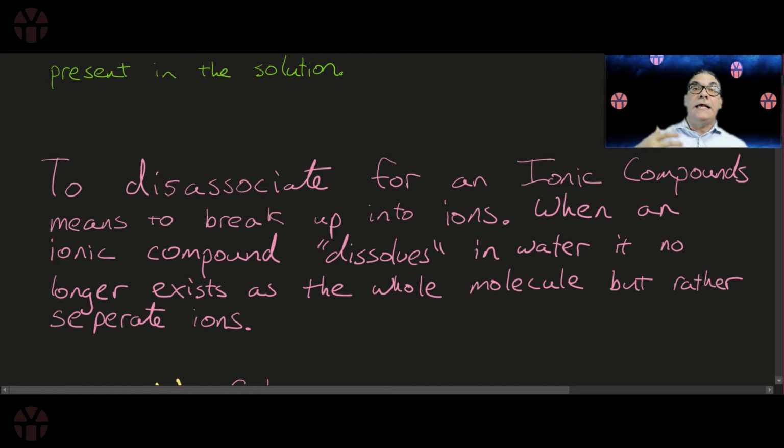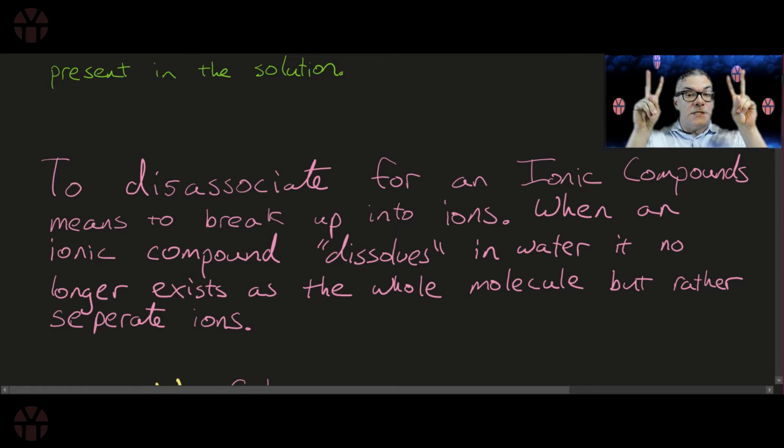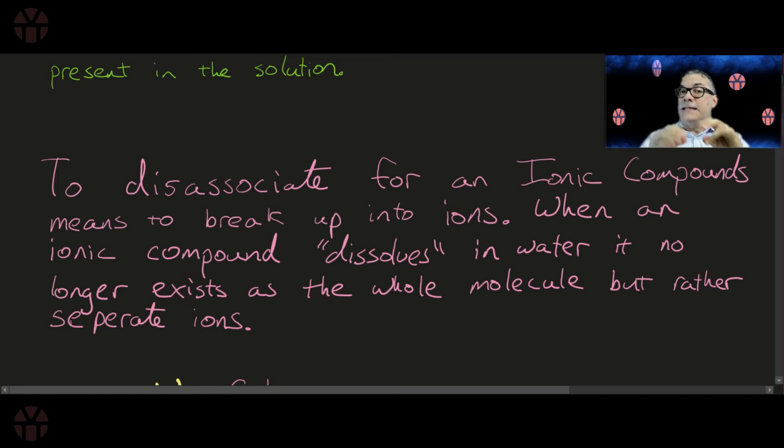When an ionic compound, again in air quotes, "dissolves" in water, it's not that it's breaking up into smaller pieces of the same substance. What we're saying is that it's now breaking up into separate ions. So we're going to have a bunch of new cations in the solution, and a bunch of new anions in the solution.